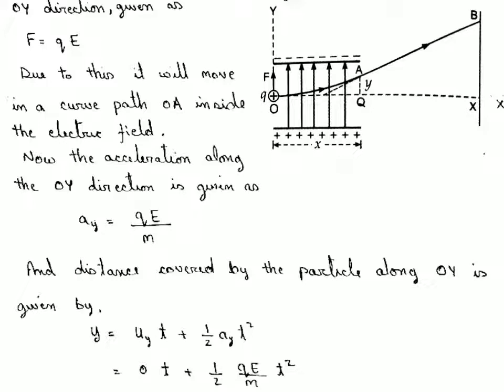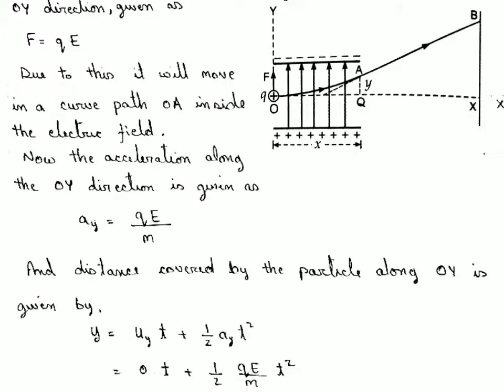Now this t is the time which the charged particle spends inside the electric field. And putting u_y equal to 0, we have y equal to 0 times t plus half, and a_y is equal to qE by m, t squared. So here your y will be equal to half qE divided by m, t squared.